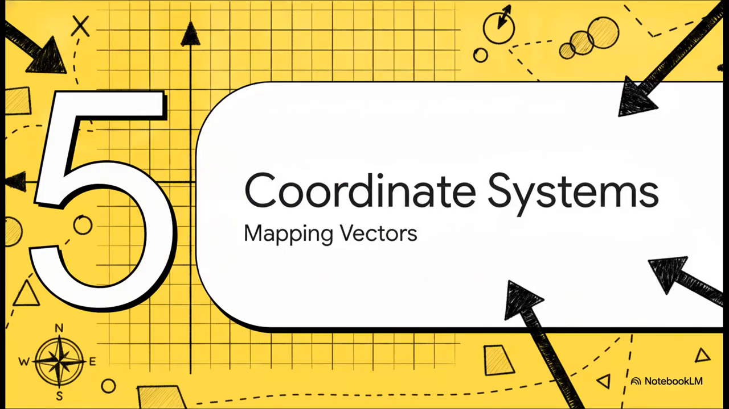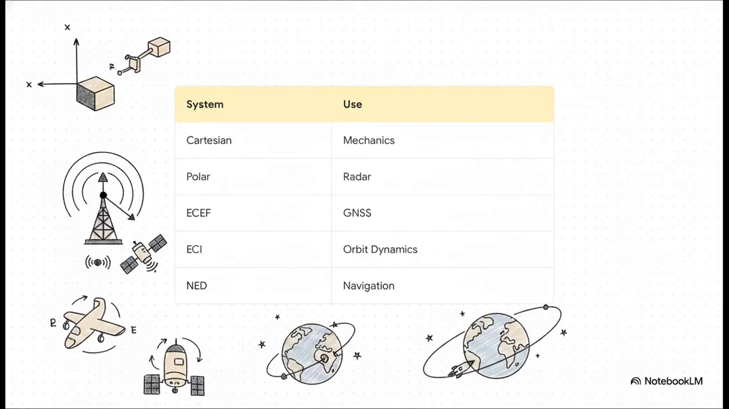Section 5, navigating with coordinate systems. Because vectors don't just float around in a void, they always exist relative to a coordinate system, essentially requiring a structured map to exist on. Engineers actually have to tailor these maps for different disciplines. For basic mechanics and robotics, standard Cartesian coordinates work perfectly. Radar systems rely on polar coordinates.